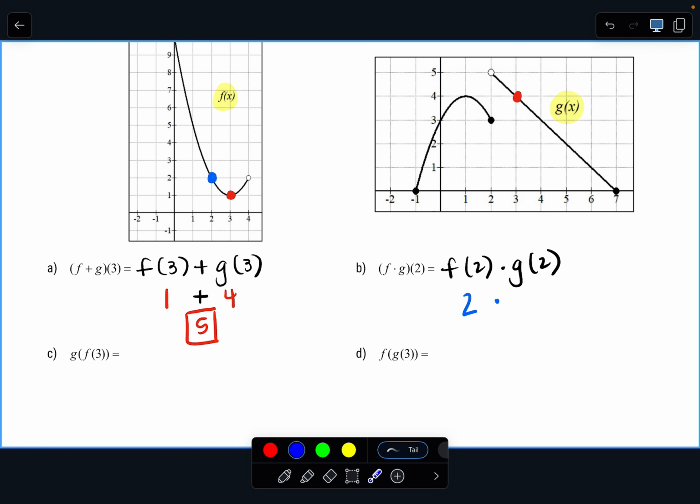Okay, second graph, we have g of 2. So I'm going to go to graph g. I'm going to go to number 2. Now, this is the situation where you have two things to consider. Do we pick the closed one or do we pick the open one? The closed. So in this case, my y value is going to be 3.